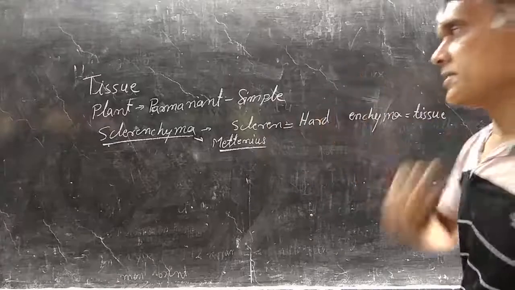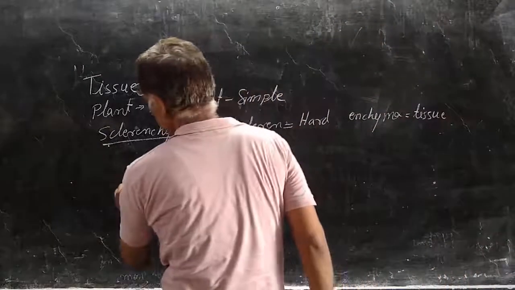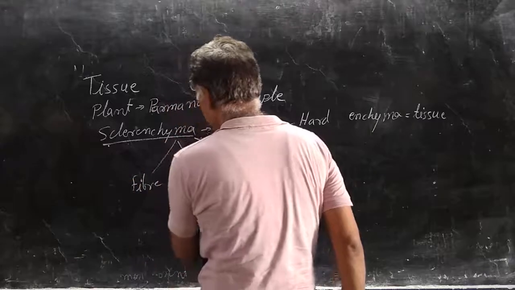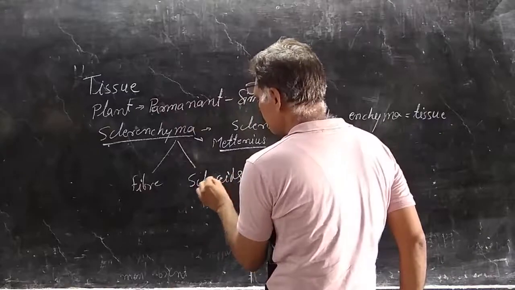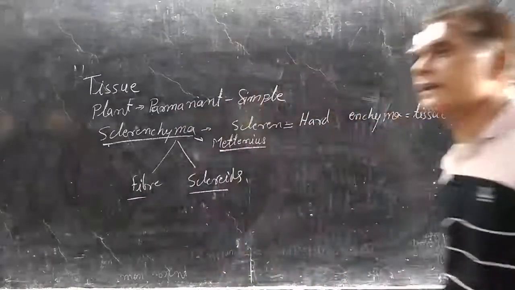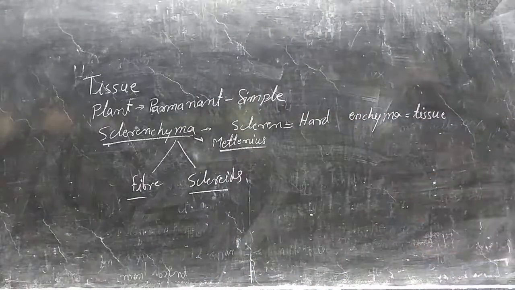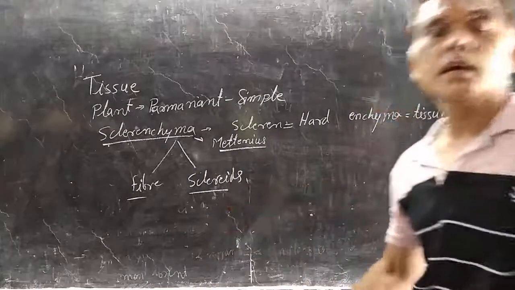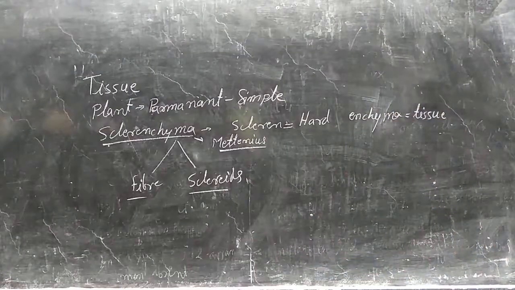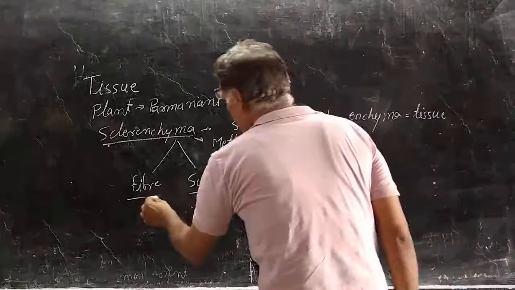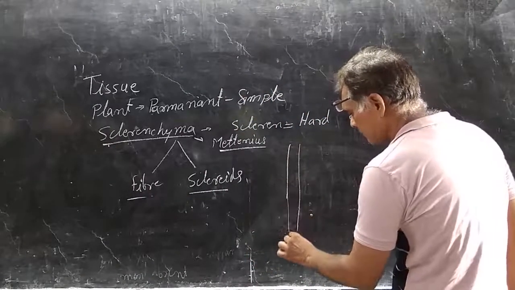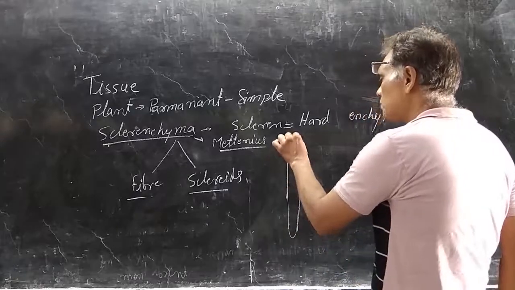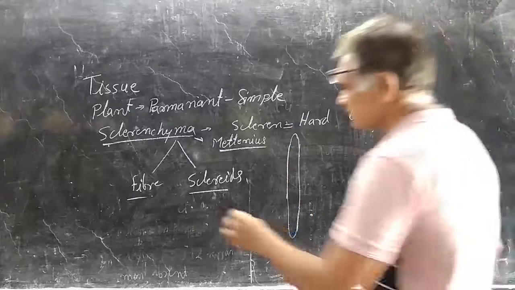Sclerenchyma tissue is of two types: fibers and sclereids. Normally the fiber is made directly from meristematic cells, and the sclereids are made from parenchymatous cells. These sclerenchymatous fibers are elongated cells with pointed, tapering ends.